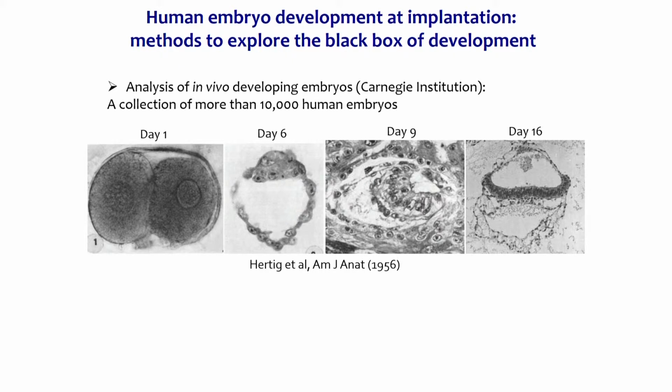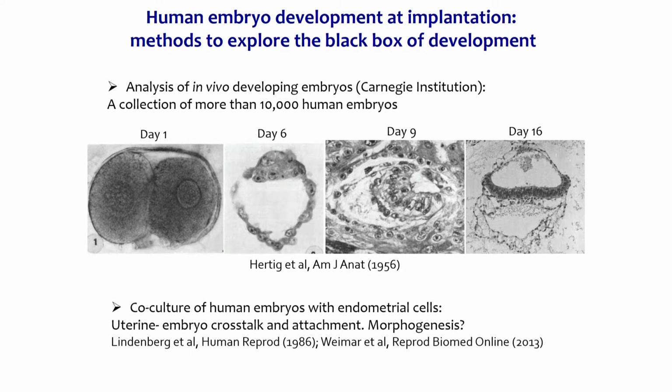But now, to move on, which other techniques could we apply nowadays to study human embryos at these stages? We know that we can co-culture human embryos with endometrial cells, and this is a really great system to understand the crosstalk between the uterus and the embryo. But whether the embryo undergoes normal morphogenesis in this type of culture has not been addressed.